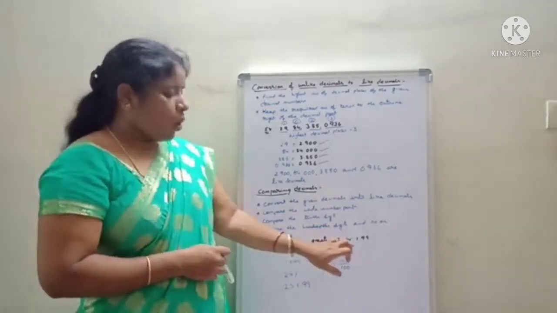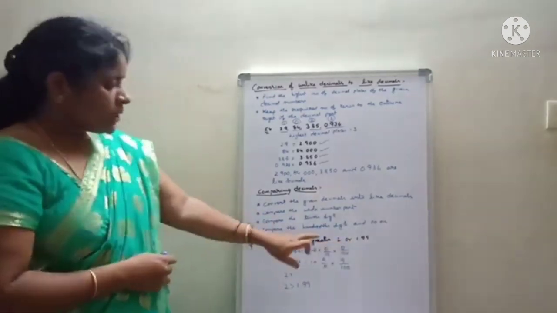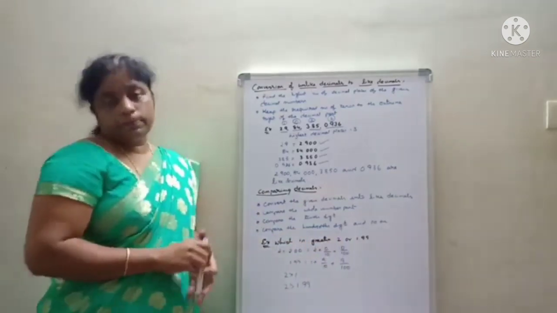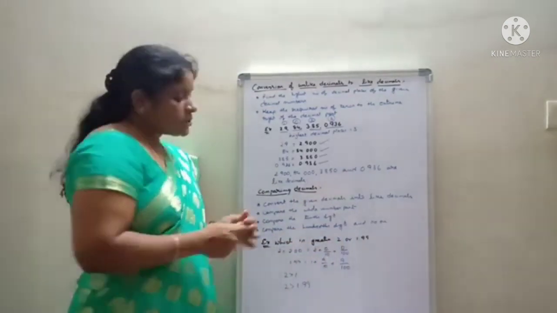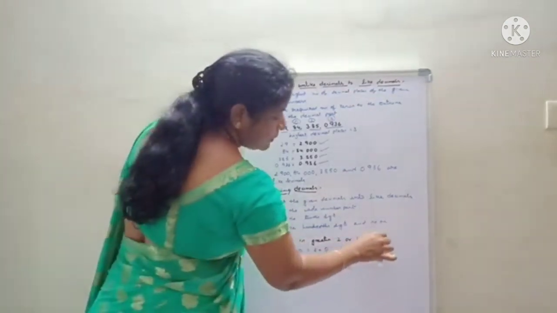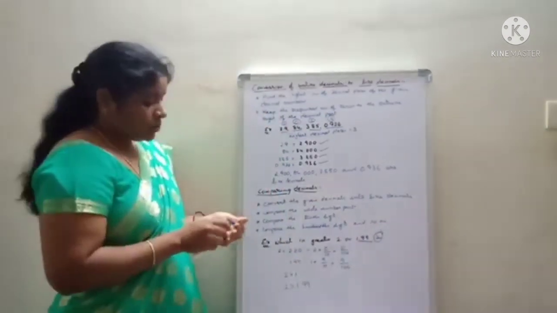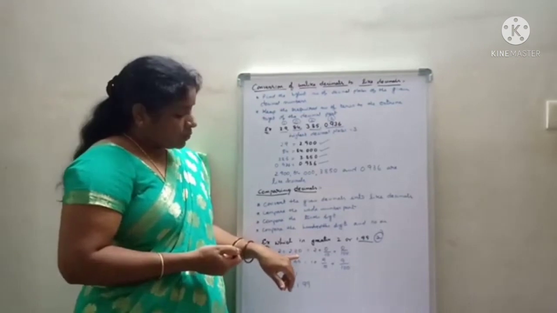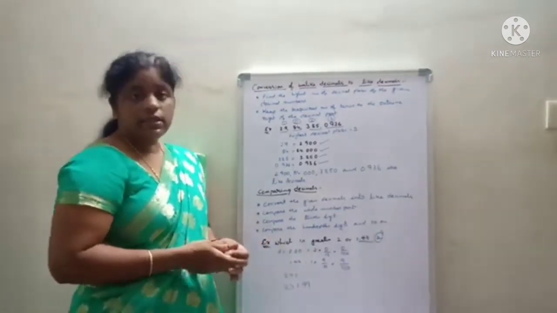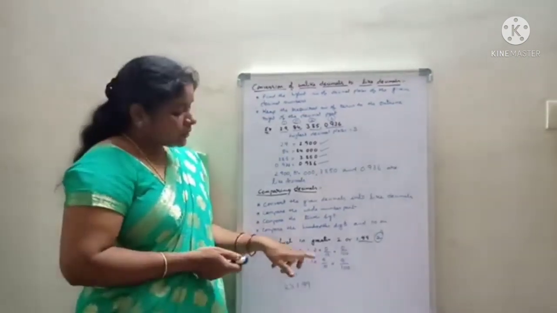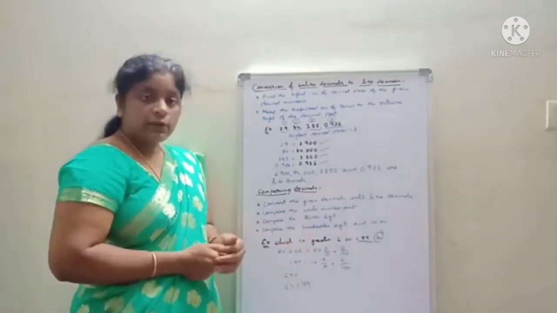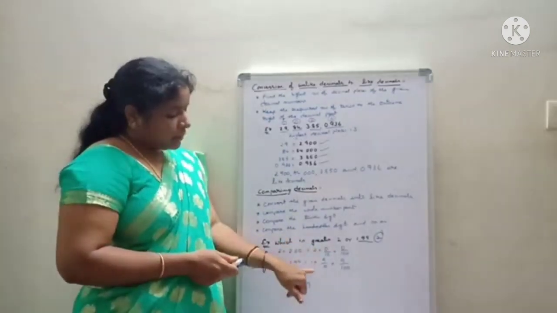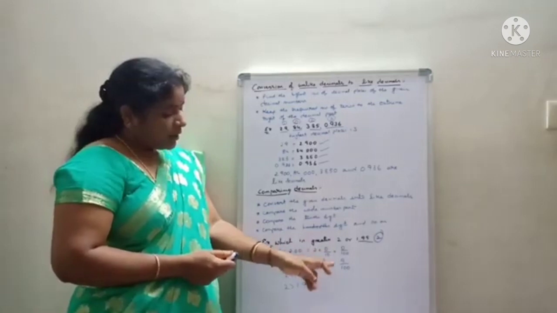Which is greater, 2 or 1.99? So 2 is a whole number, so keep 2 zeros. Why? Because here the highest number of decimal places is 2. So 2 equals 2.00. Converted into like decimals, the expanded form of 2.00 is 2 plus 0 by 10 plus 0 by 100. 1.99 can be written as 1 plus 9 by 10 and 9 by 100.